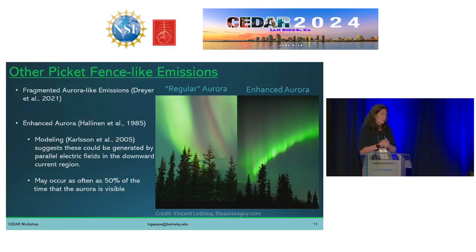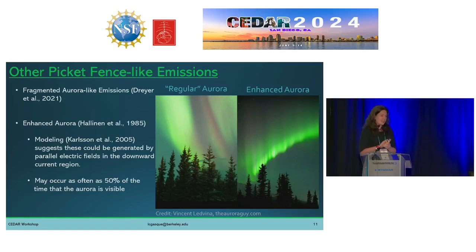Some modeling done by Thomas Carlson in 2005 suggested that those could be generated by parallel electric fields in the downward current region. Also within those, some spectra show that there is some N2 plus first negative, which you would expect because there's also particle precipitation going on. But there's not as much as you would expect from particle precipitation, which is to say that these enhanced layers are also too green.